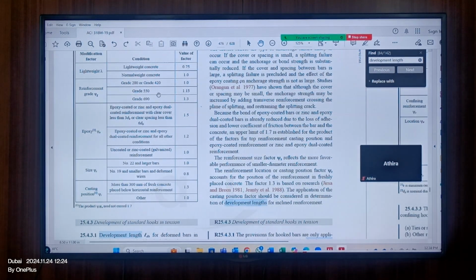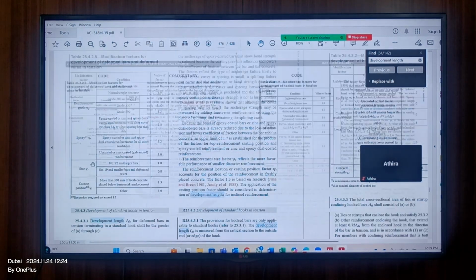And epsilon t: more than 300 millimeter of fresh concrete placed below horizontal reinforcement, in the sense, beams. The horizontal rebar of the slabs, okay, if there is a difference of 300 millimeters, for example a beam of 300 millimeters, then you will use 1.3. If not, I'll go for 1. So most widely we will use it as 1 only.